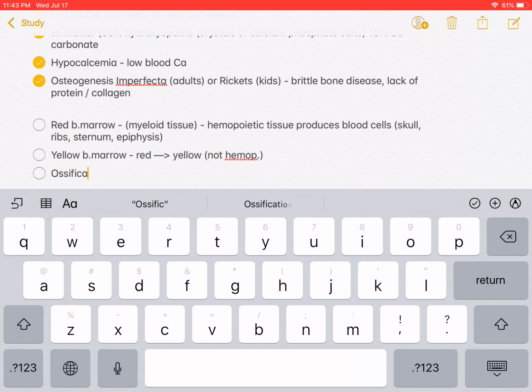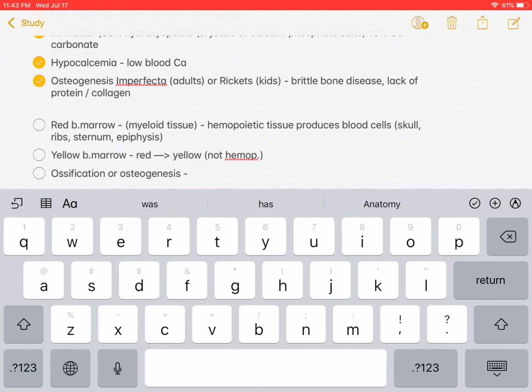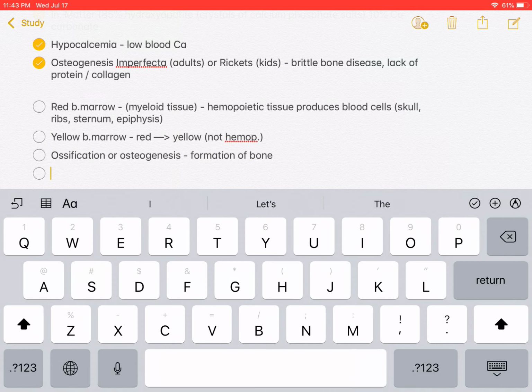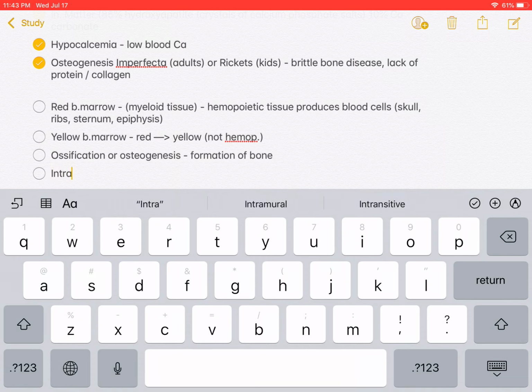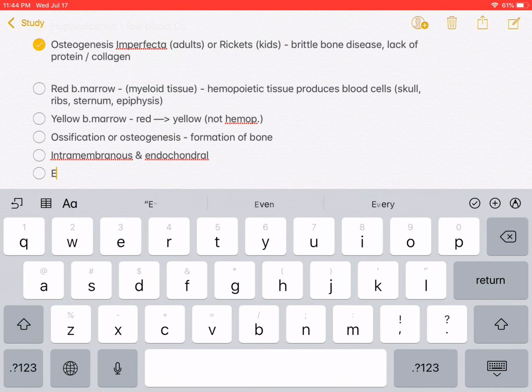Next term, ossification or osteogenesis. As the name implies, it is the formation of bone, or the forming of bone. What about bone development types? Because we're talking about how it develops, right? We have two types, intramembranous and endochondral. And let's define endochondral ossification.